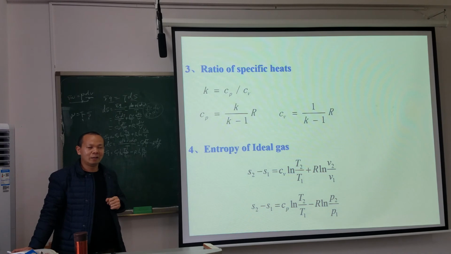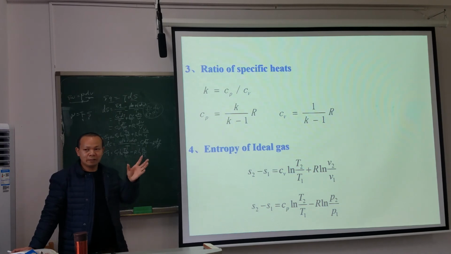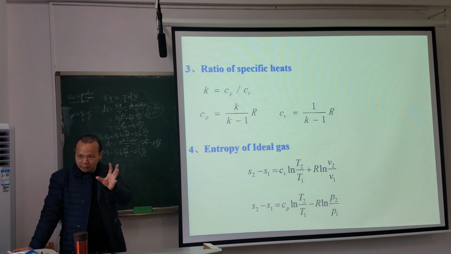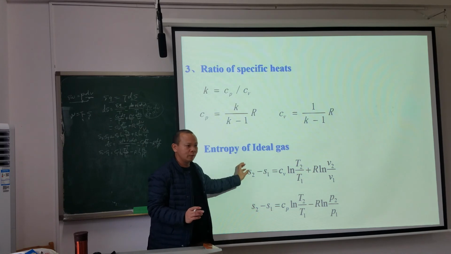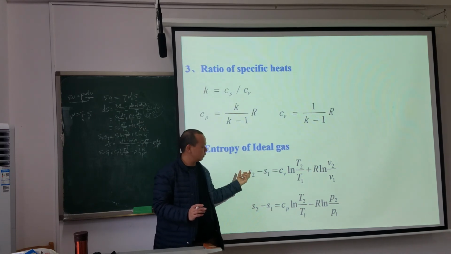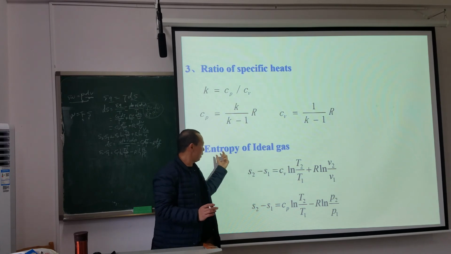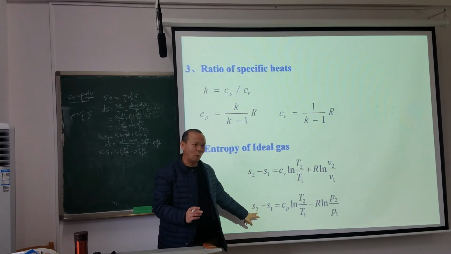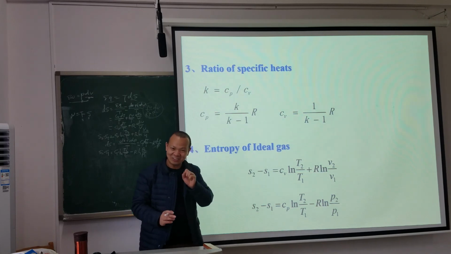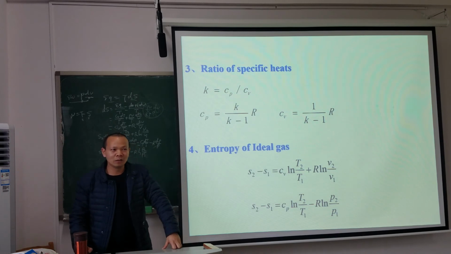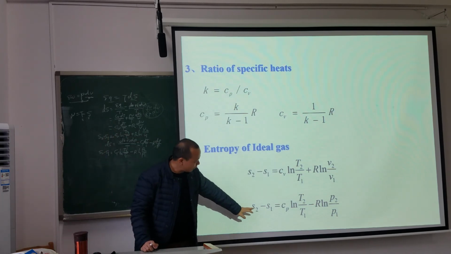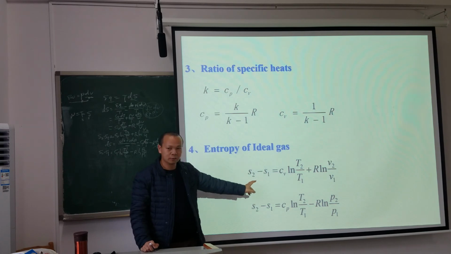For example, if a process is a constant volume or a constant pressure process, which equation will you select to calculate the change of entropy? The second one? Are you sure? No, for constant pressure it is the second one, and for constant volume it is the first one.